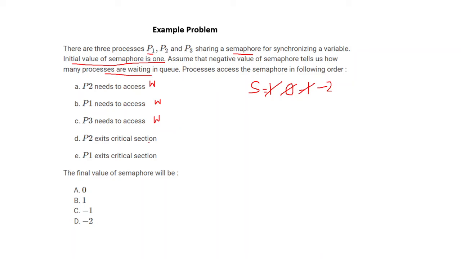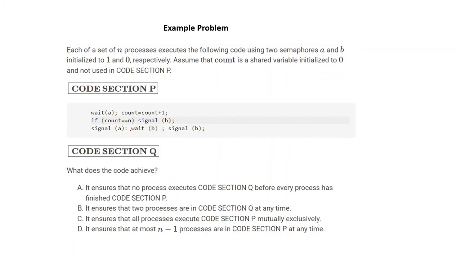Then P2 exits critical section. That means it will do a signal operation, and now the value of semaphore is increased by 1, and it becomes -1. Then P1 exits critical section, again a V operation or a signal operation, and the value is again incremented by 1. So in this case, -1 is incremented to 0. So the final value of semaphore will be 0.